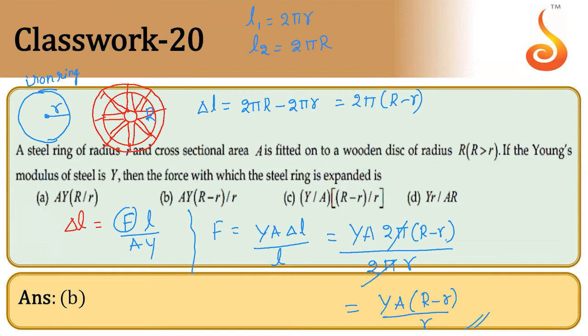Am I correct? At least. So the final length of the iron ring should become at least 2 pi R. That is the length of the boundary of the wooden wheel. Then it will fit. Now, what is the change in the length of that iron ring? Final length minus initial length. That we are substituting. That's it. Okay. Done, children? Understood?